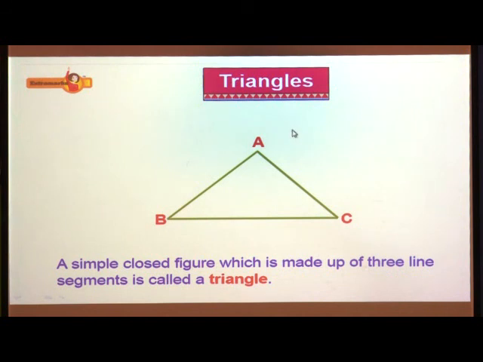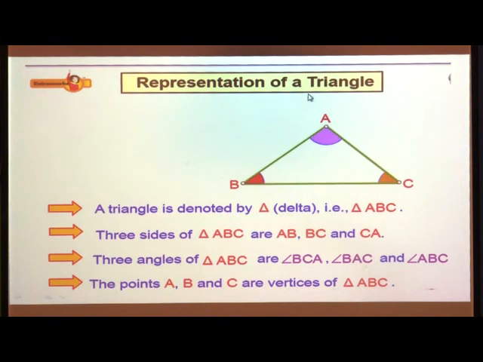Let us see about triangles. A simple closed figure which is made up of 3 line segments is called a triangle. See, this is a closed figure made up of 3 line segments, which is named triangle ABC. It may be of different sizes. Representation of a triangle. Now you can see here, this is a triangle.